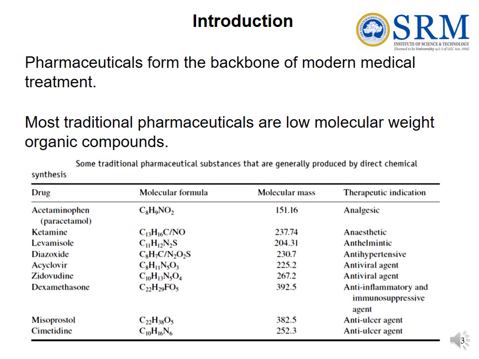Introduction. Pharmaceuticals form the backbone of modern medical treatment. Most traditional pharmaceuticals are low molecular weight organic compounds. The table shows some of the traditional pharmaceutical substances that are generally produced by direct chemical reactions. It shows the type of drug, the molecular formula, the molecular mass, and the therapeutic indication, like whether it is used as an analgesic, antiviral, anti-inflammatory, or anti-ulcer treatment.